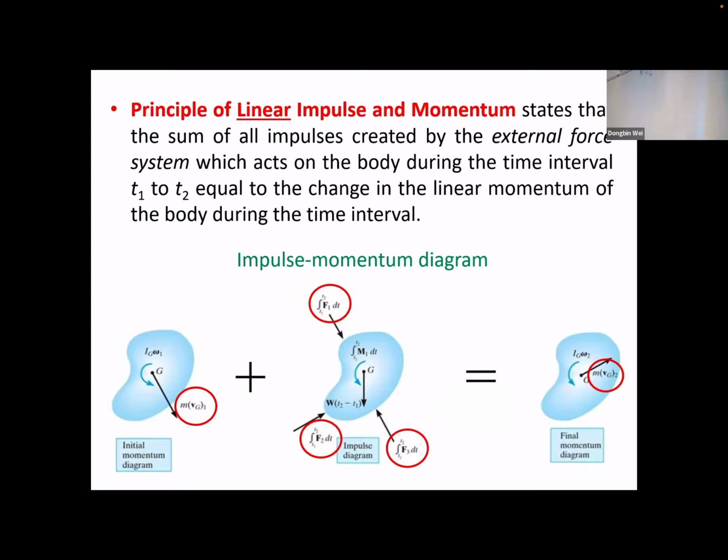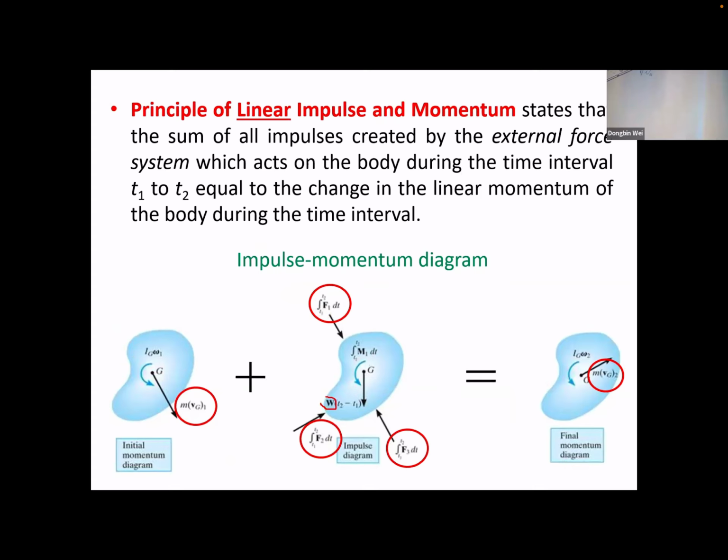Because we have no problem for the gravitational force on this rigid body. This one must be constant. If this force is a constant, there is no problem to use this constant times the time duration to work out the impact.